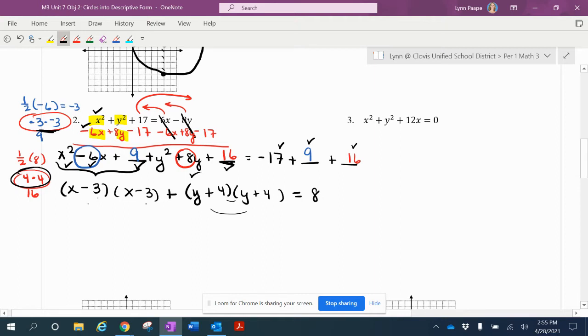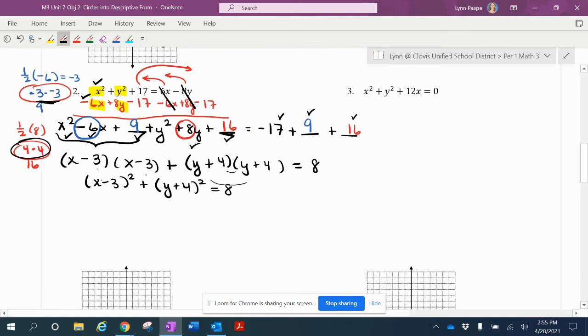And then instead of writing it as x minus 3 times itself, I'm going to write it as x minus 3 quantity squared, and then plus y plus 4 quantity squared, and then equals 8. Okay, all right, so then now we need to find the center and the radius. So for my center, I've got, look here for my x term, so that would be positive 3. So I want to make sure I do opposite, and then negative 4. So opposite of positive 4.